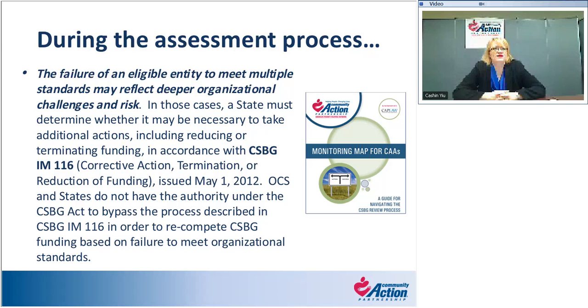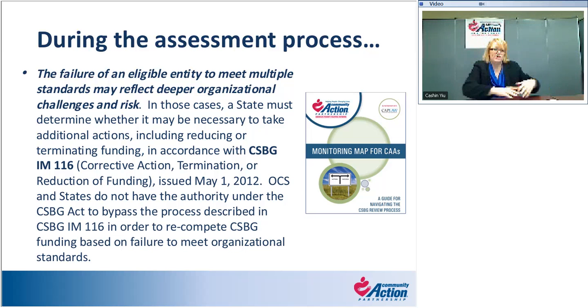So the standard says failure to meet multiple standards, so if there's only one standard that they aren't meeting, you can't proceed with IM-116 action. No, I believe that the IM also talks about serious issues as possibly triggering, and nothing lets agencies off the hook with IM-116 either. So if there's a serious deficiency happening, we know several of the standards talk about board governance and meeting the Act in terms of tripartite structure. Nothing here lets the agencies off the hook either for IM-116.